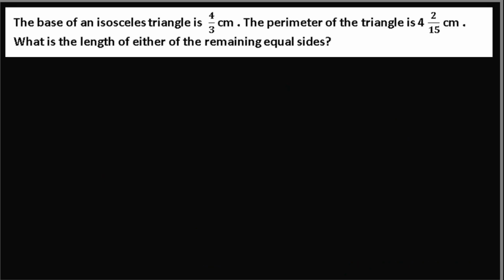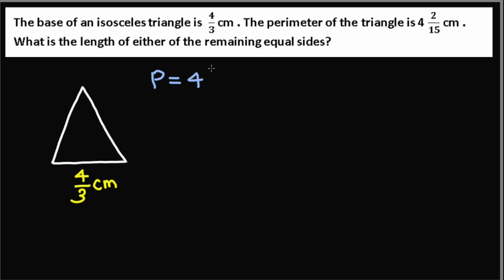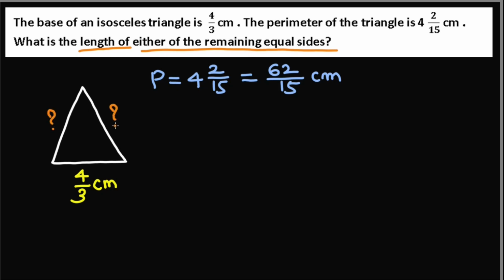Next word problem is, the base of an isosceles triangle is 4 by 3 cm. Let us draw an isosceles triangle. Its base is given to be 4 by 3 cm. The perimeter of the triangle is 4 integer 2 by 15 cm. Perimeter P of this triangle is given to be 4 integer 2 by 15, that will be 15 fours are 60 plus 2, 62 by 15 centimeter. What is length of either of the remaining equal sides?